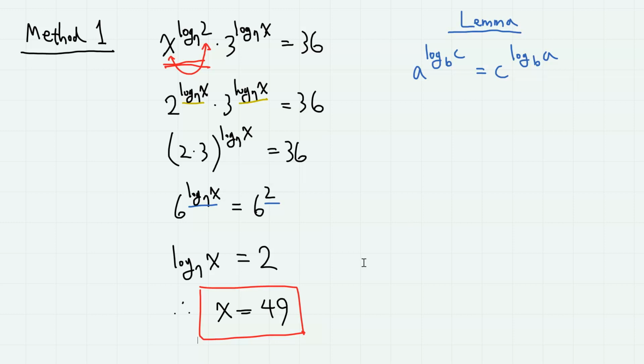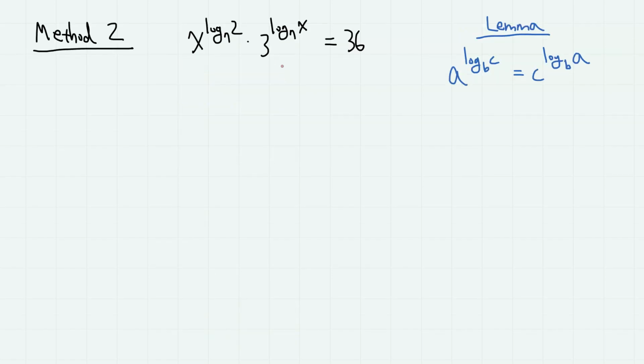Or we can do it in another way. And that is, in the second part of the left-hand side, let us change the base of the exponent into x by exchanging 3 and x. Then we have x to the power of log base 7 of 3 here equals 36. So now we have the same base.